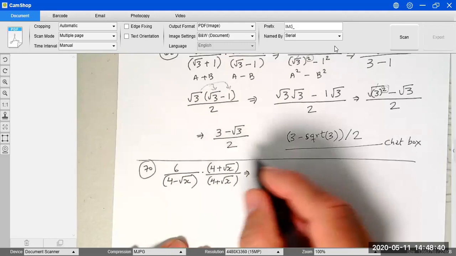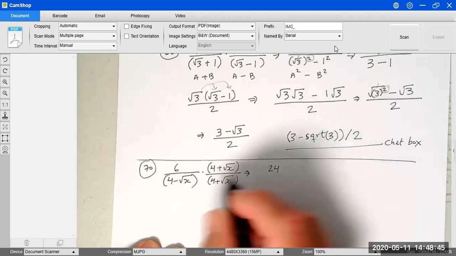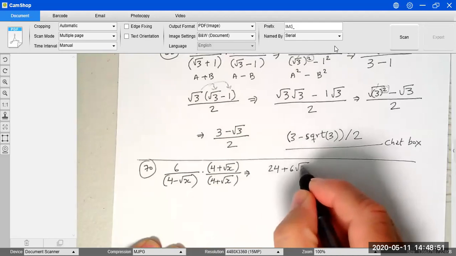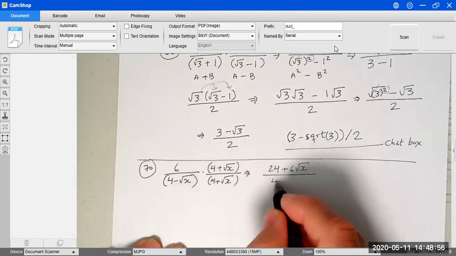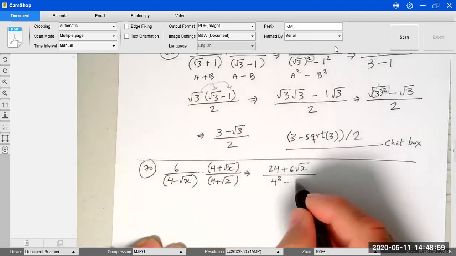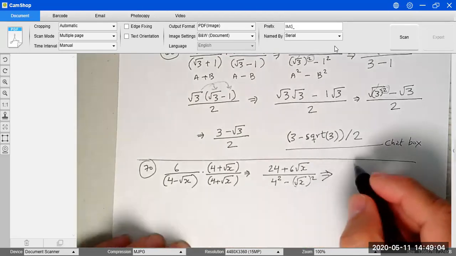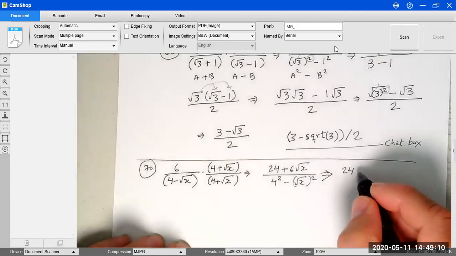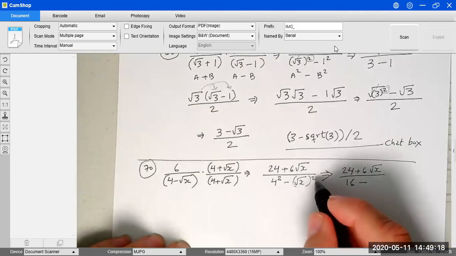So 6 times 4 is going to be 24. And 6 times the square root of x is going to be 6 times the square root of x. Over, then we're going to square the first one, 4 squared, minus, we're going to square the second term. So the final answer is going to be 24 plus 6 square root of x over 16 minus, and when you eliminate the exponent and the radical, you end up with only x.